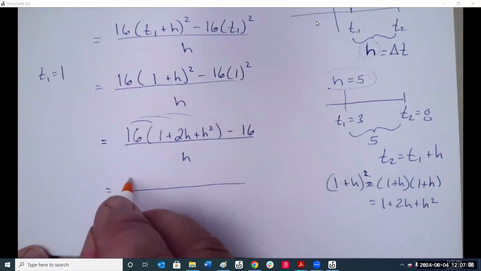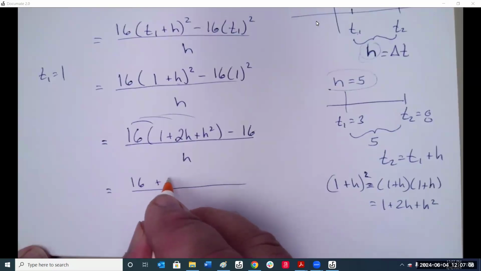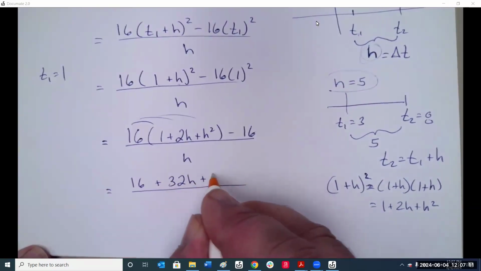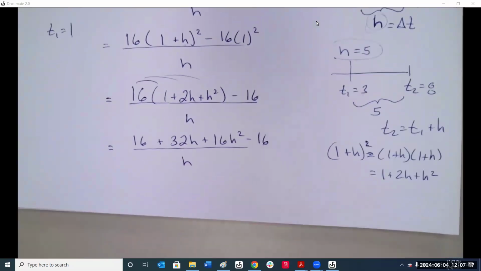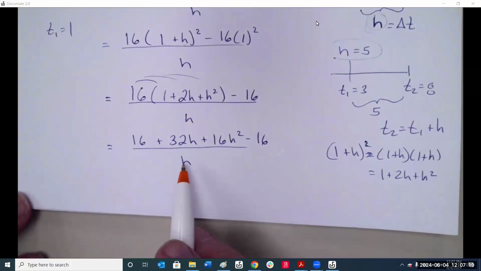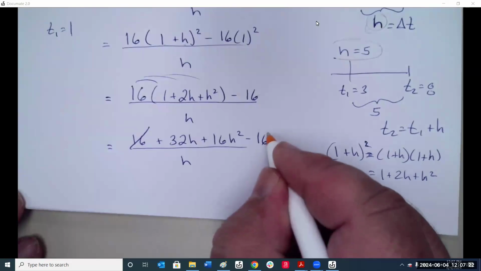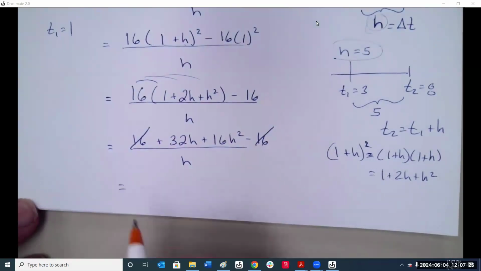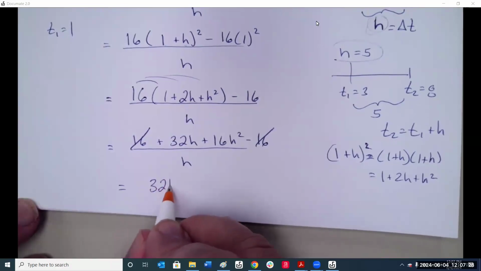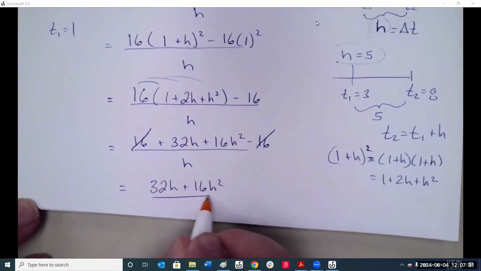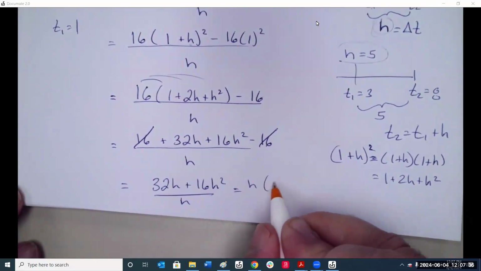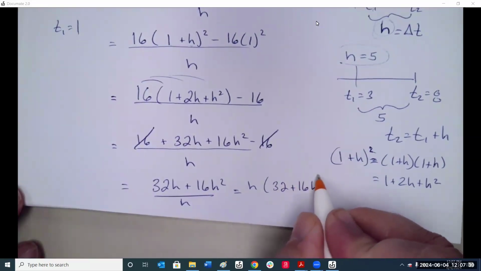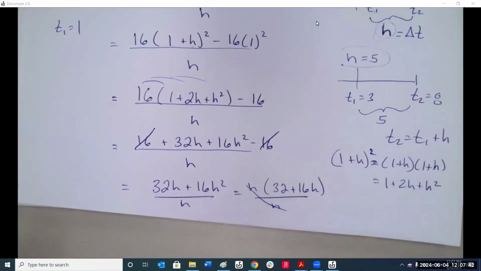Yeah, because basically we have to now combine all our terms we can. So we have to get rid of the parentheses. So this is 1 plus 2H plus H squared. 16 times 1 squared is 1. Distribute. We get 16 plus 32H plus 16H squared minus 16 over H. Nope, H will be the last thing to get rid of. Let's get rid of the 16s first. Yeah, so now we have 32H plus 16H squared over H. We can factor out an H on top. Then what?